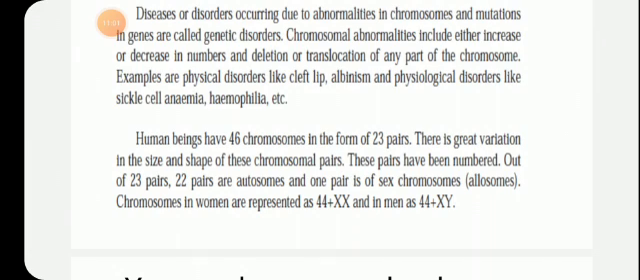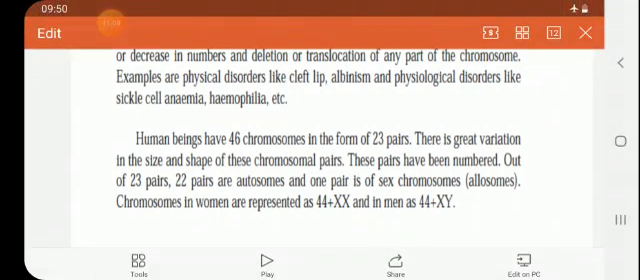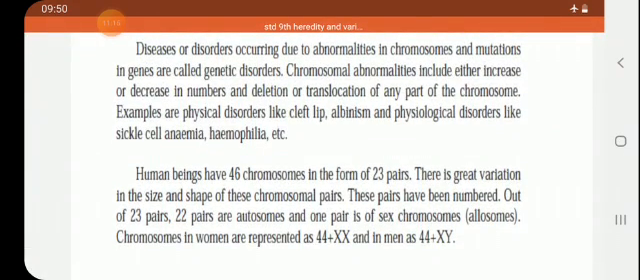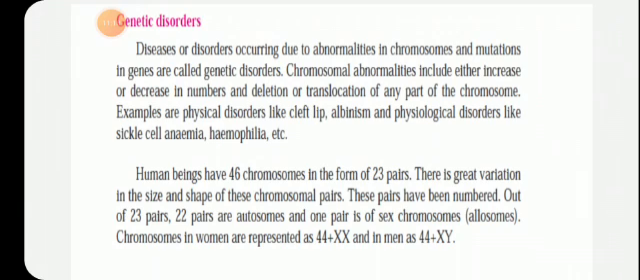For example, we can have the physical disorder or one can have the physiological disorder. First one is cleft lip. Cleft lip means you must have seen some of the children whose lip is not complete. It is broken, or some do not have the lip also. Or albinism means white hairs, white skin, that is albinism.